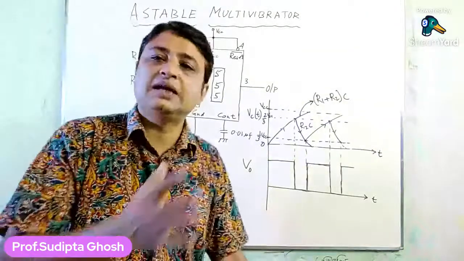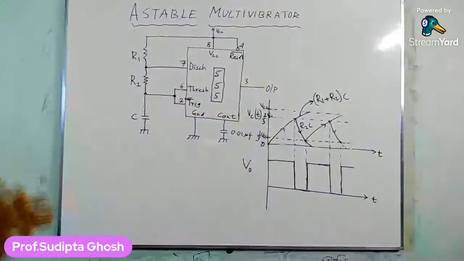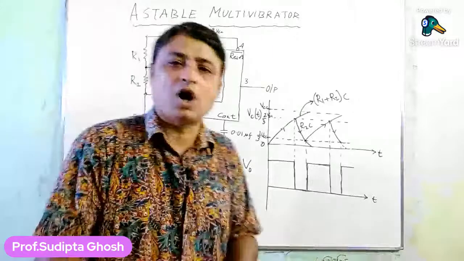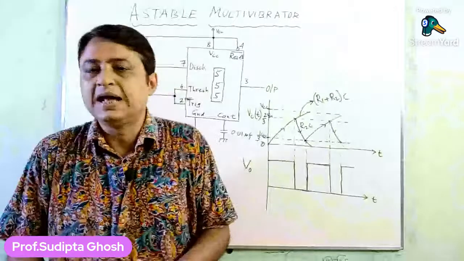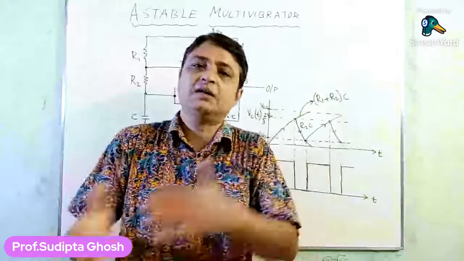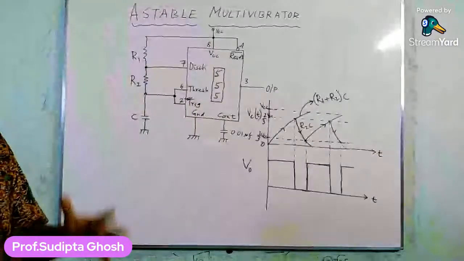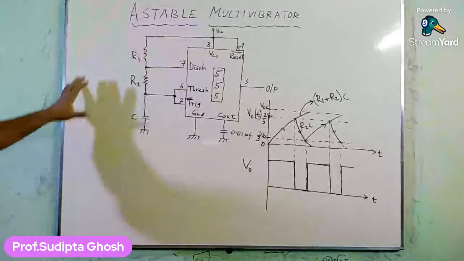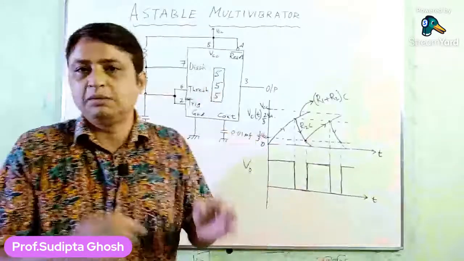Now, as I mentioned in the initial part of this lecture, as the multivibrator is an astable one, we can't control when the 555 timer output goes high, and when it will move to the low state, as there is no externally applied trigger value to this circuit, as there was a trigger input in the monostable multivibrator circuit.